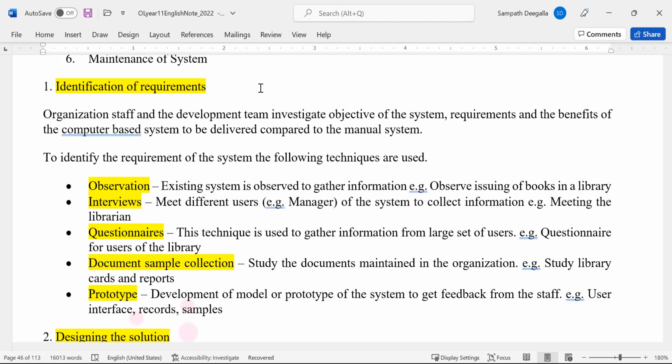And the final one we call prototype, right? Prototype means, for example, showing how the system looks, right? You can give a sample, or you can create a sample interface and get the opinion, right? So that is another way to do this.